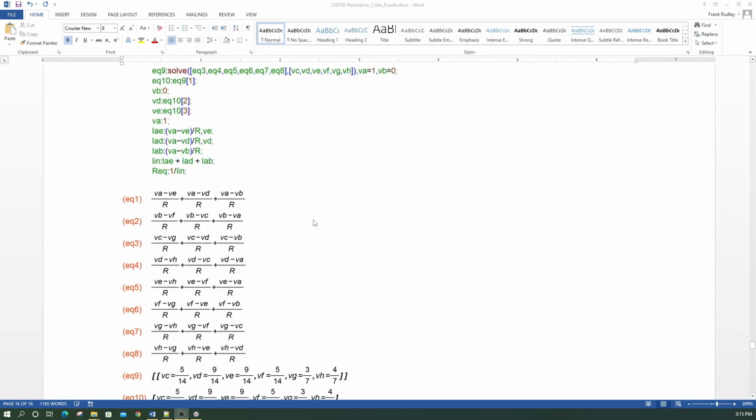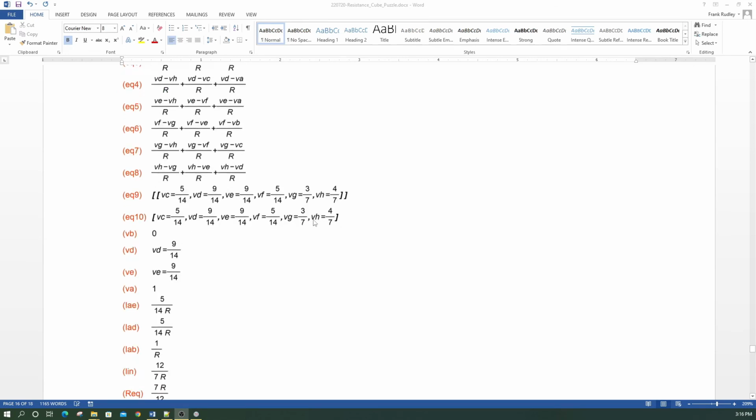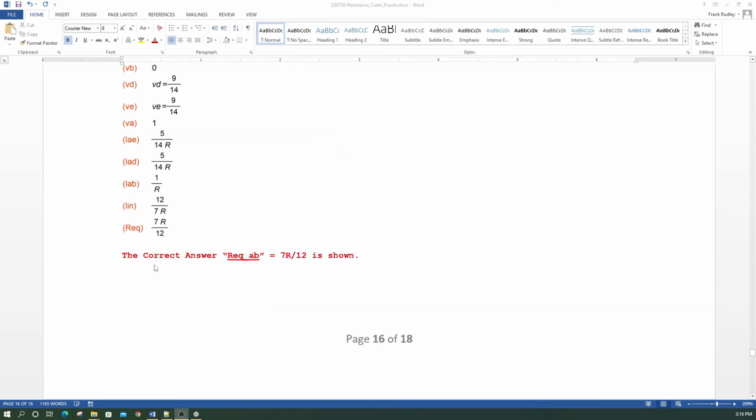So here's my documentation for example 2 and how it breaks up the equation. The correct answer for an edge is 7R over 12, as shown. To me, this is a lot easier than worrying about symmetry and redrawing the circuit. This way it's a more general solution, so I can solve any shape, any type of circuit that's passive. This is a good way of doing it.